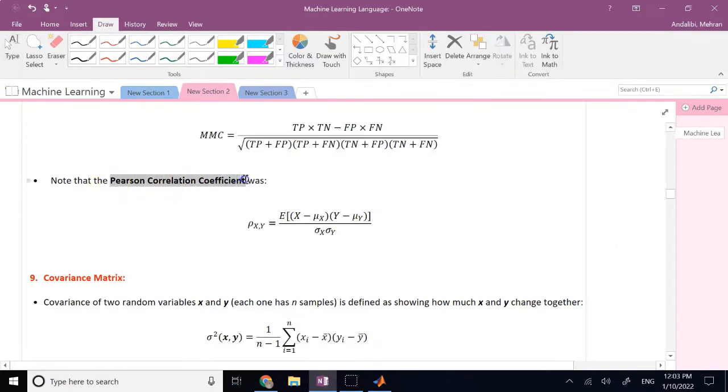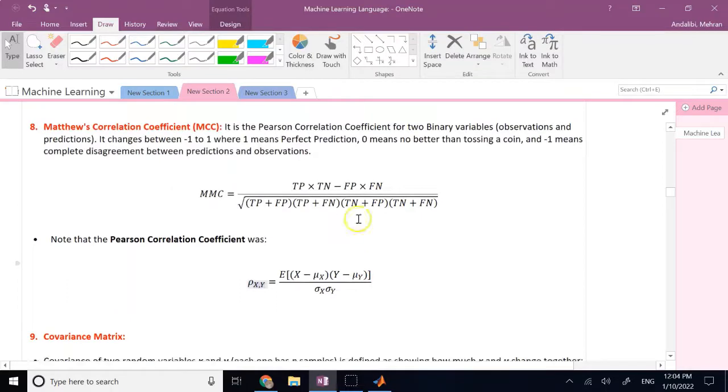Pearson correlation coefficient, which for two variables x and y, which come from two distributions with averages mu and standard deviations sigma, you can find this correlation coefficient rho of x and y by the expected value of x minus mu x times y minus mu y, divided by sigma x times sigma y. And again this number is between -1 and 1, with the same meaning for -1, 1, and 0 that we had for Matthews.